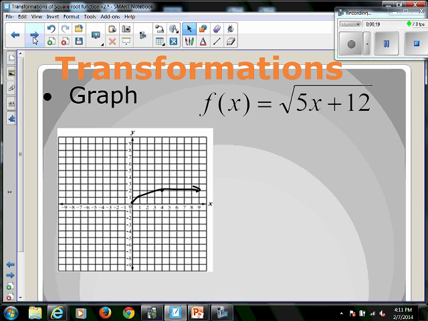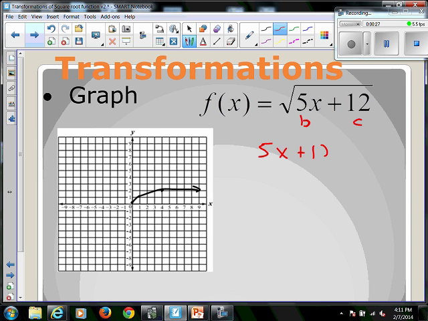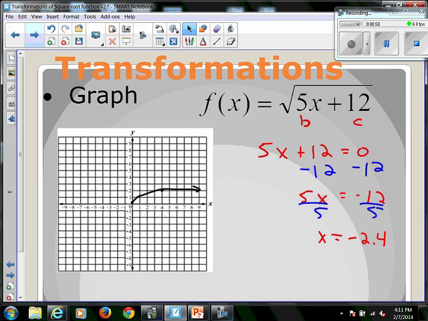Let's graph. Remember when we had B and C, we need to take what's underneath the square root function and set it equal to 0. Now we need to solve for x, so we have x equals negative 2.4. This will be my x-intercept.